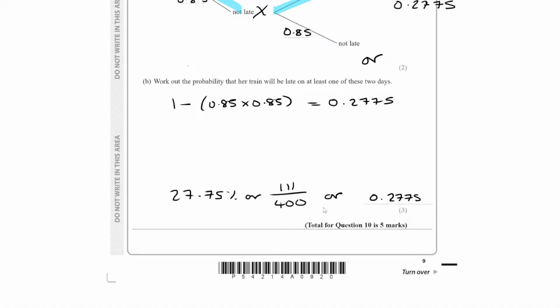Do you always multiply them? Yes. Between the branches, you always multiply in any... can't even remember what it's called now. Probability tree. Yeah.